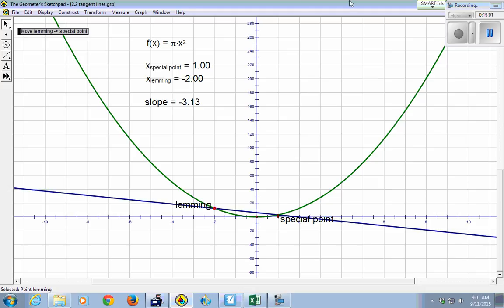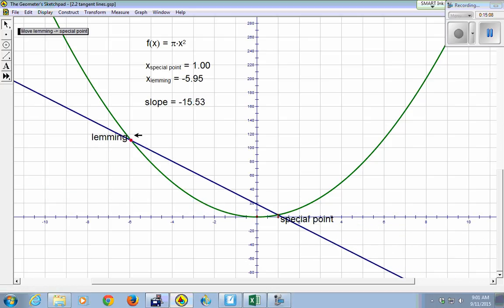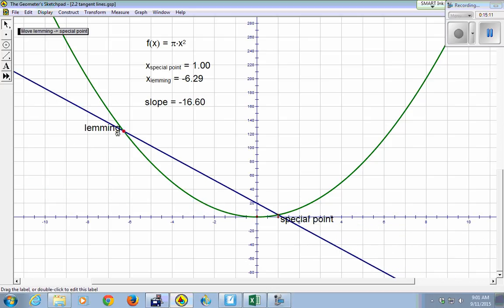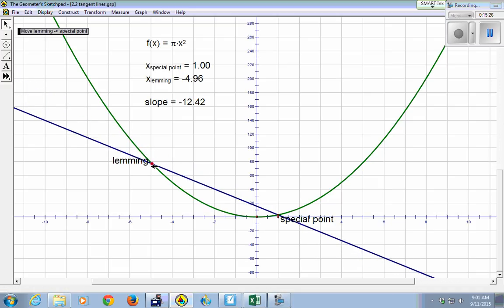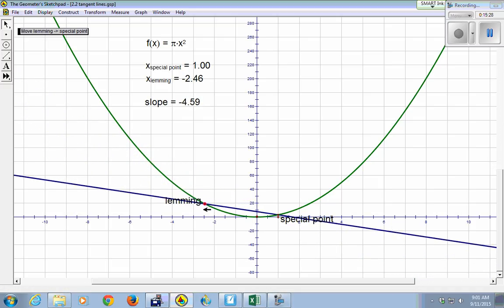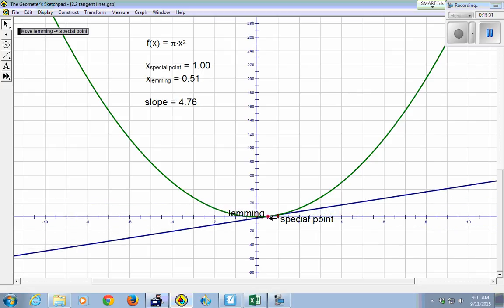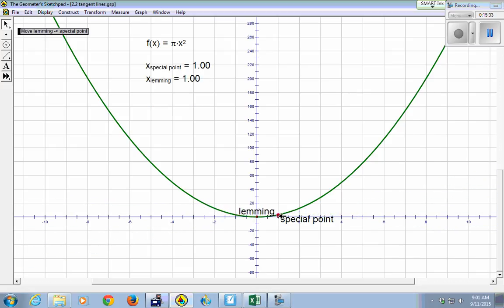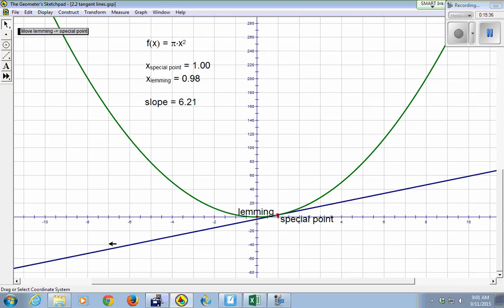So I have a function here, pi x squared, and I have a special point and a lemming. So here's my lemming. Right now I'm connecting the lemming and the special point with a secant line. And this program, Geometer's Sketchpad, is calculating the slope of my secant line. As I move the lemming closer to the special point, you can see that the blue line becomes closer and closer to a tangent line. When they're right on top of each other, it's tangent.